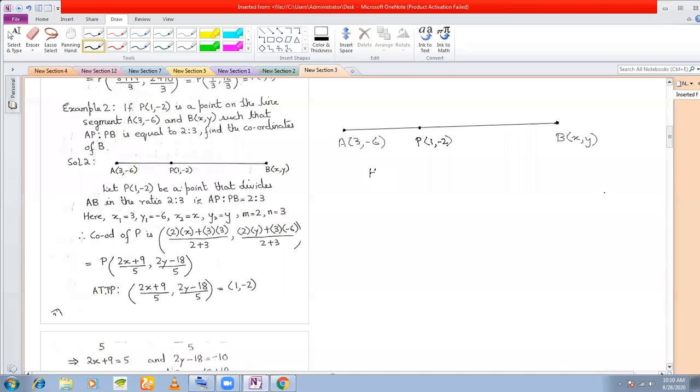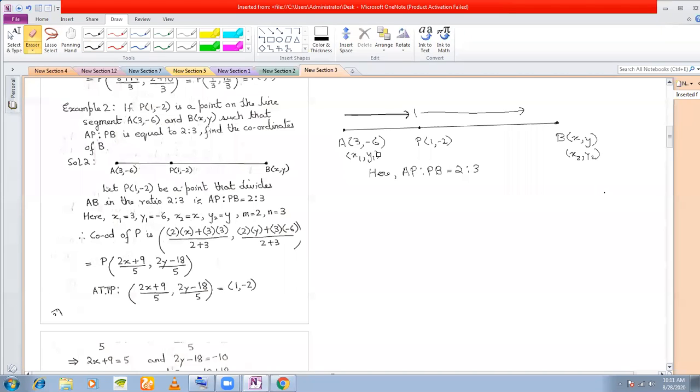So here AP is to PB is equal to 2 is to 3. Find the coordinates of B, that means x, y. You need to find x and y. So clearly, what is given here? This ratio, AP, so you are starting from A. AP is to PB. So we have to take this as our x1, y1 and this as our x2, y2.